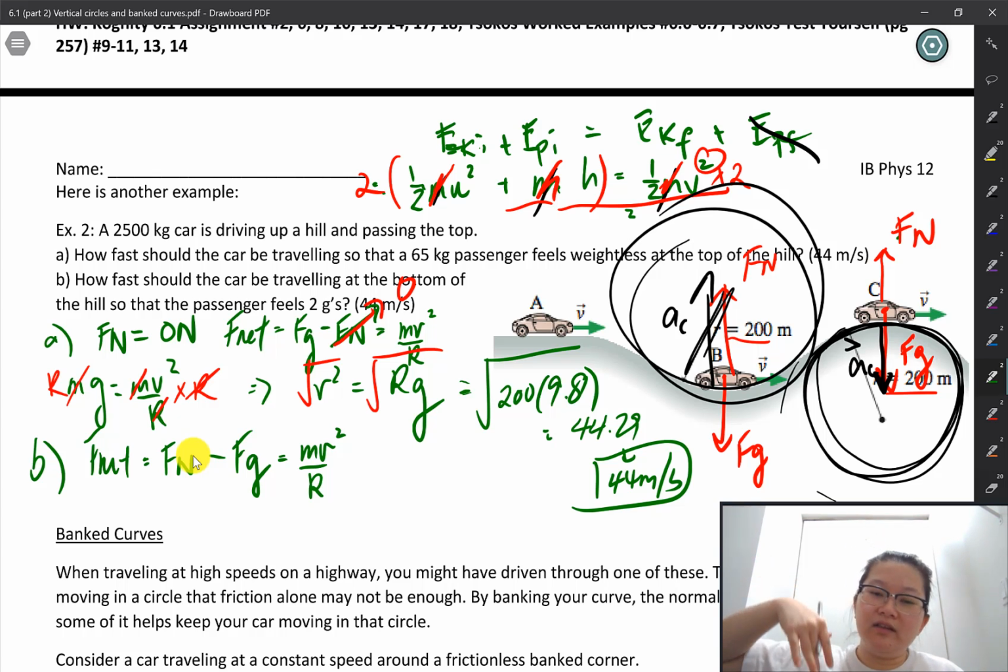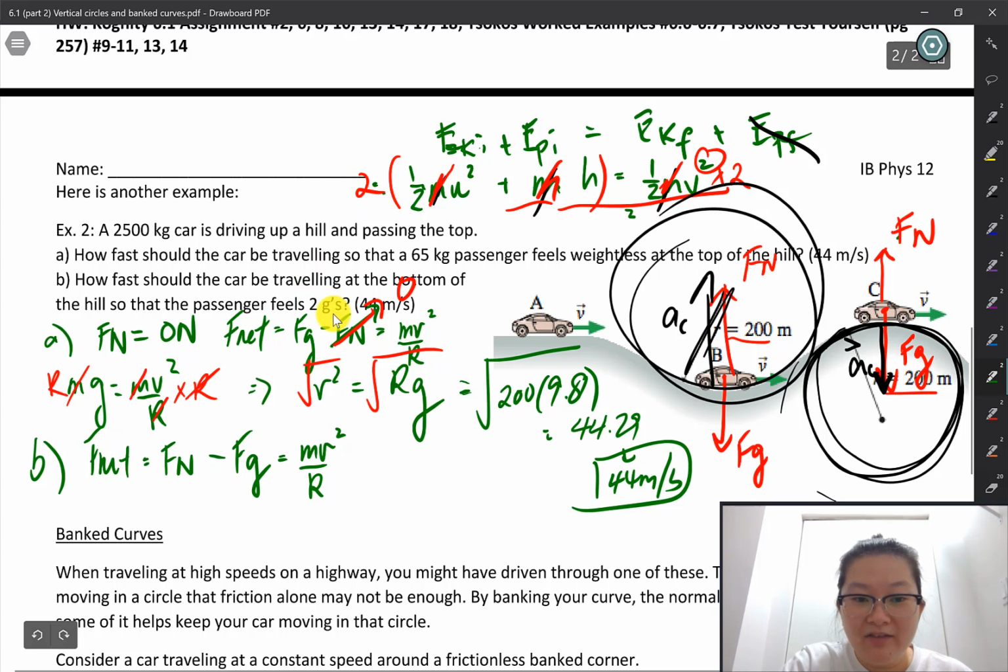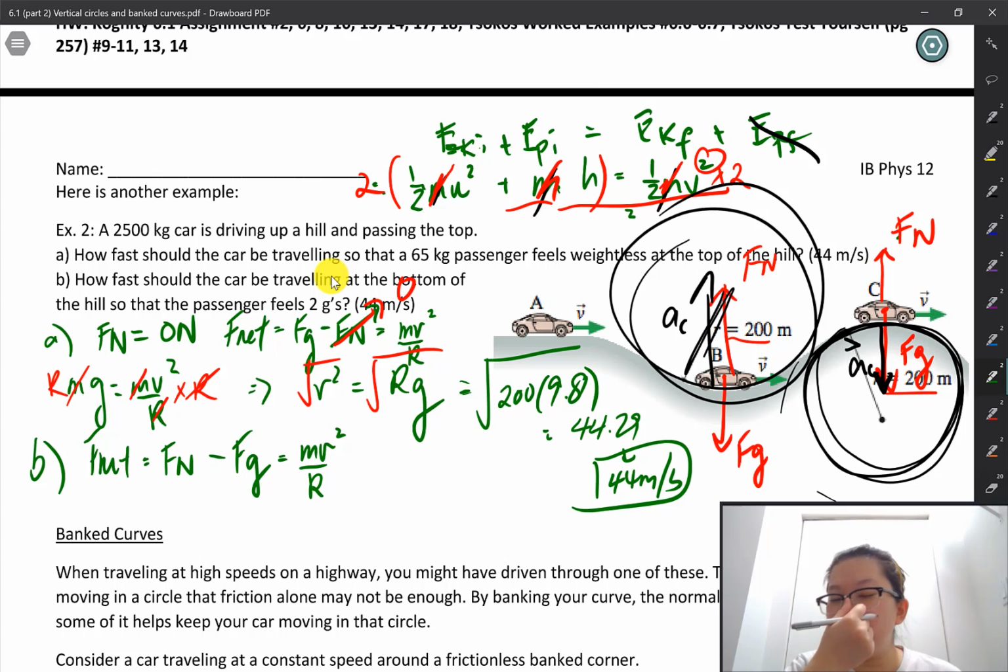And this is kind of like what this car is doing. It's clearing the bottom of the hill at a very large speed so that for you, you're going to feel heavier. And how much heavier are you going to feel? You're going to feel 2 Gs heavier compared to before. 2 times your normal force. Okay? So how do we put this into the equation? How do we substitute these Gs into the equation?